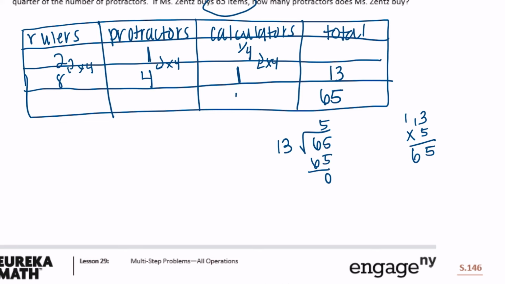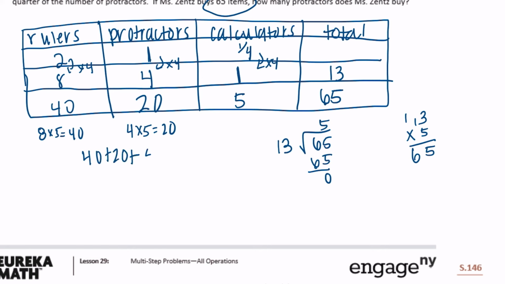So we would have 5 calculators. To figure out protractors, it would be 4 times 5, which is 20. So we'd have 20 protractors, and rulers, 8 times 5, would be equal to 40. So 40 rulers, and 40 plus 20 plus 5 does equal 65. So that checks out.